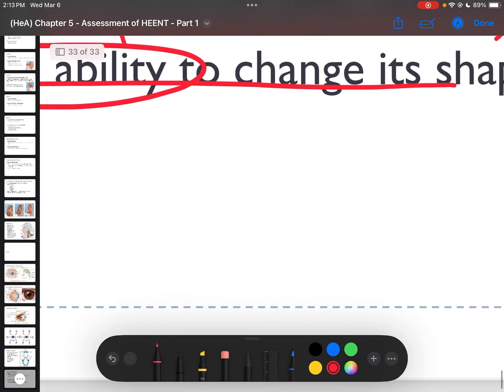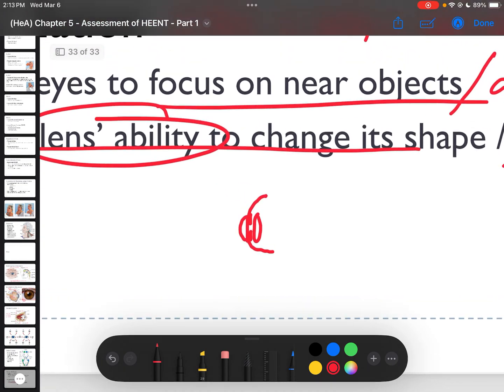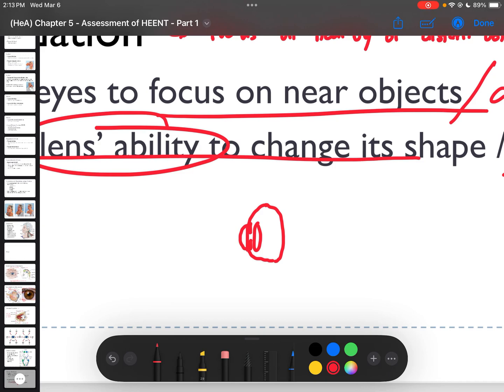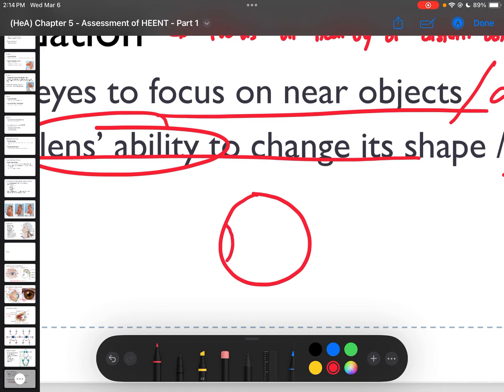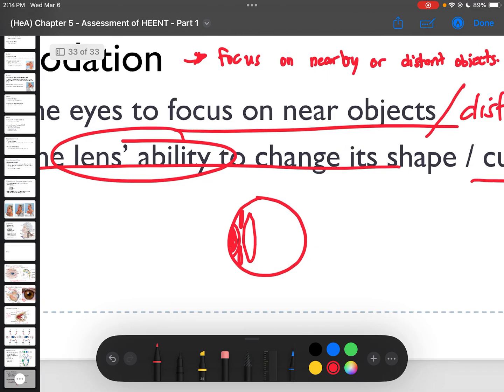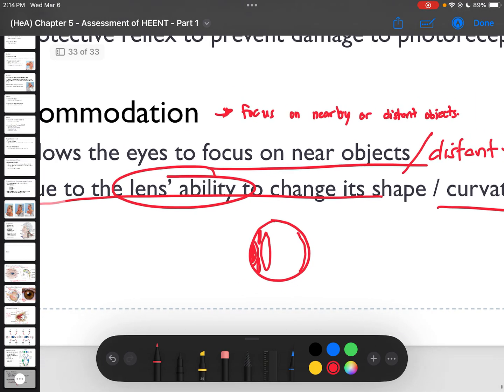So, it's like this, class. If this is your eye, this is your iris and pupil. Behind it is your iris muscle. And then your lens. And at the back is your retina.